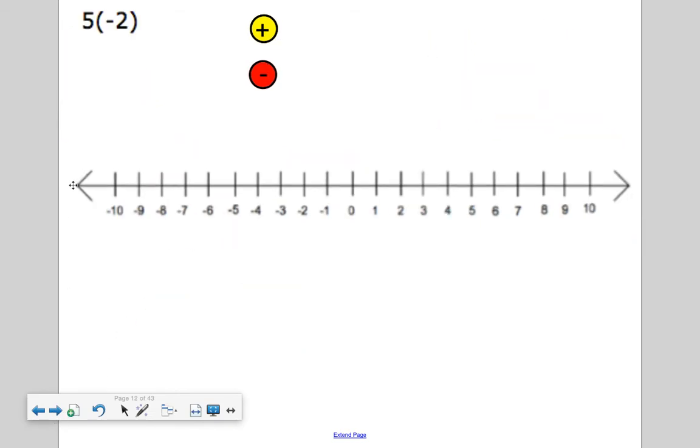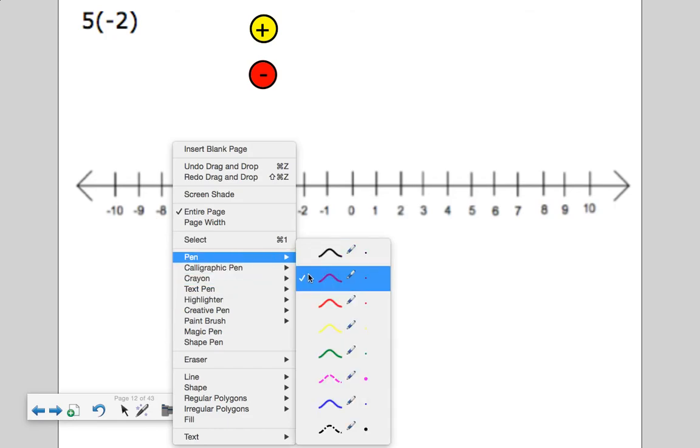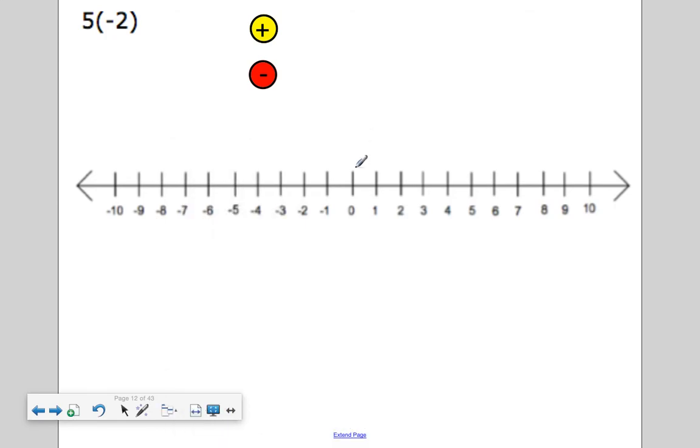Now this one says 5 groups of negative 2. 5 groups of negative 2 would be negative 10. We could model it. So starting at 0, 5 groups of negative 2: one group of negative 2, second group of negative 2, third group of negative 2, fourth group of negative 2, fifth group of negative 2, so it's negative 10.